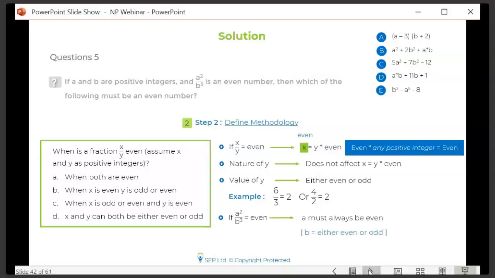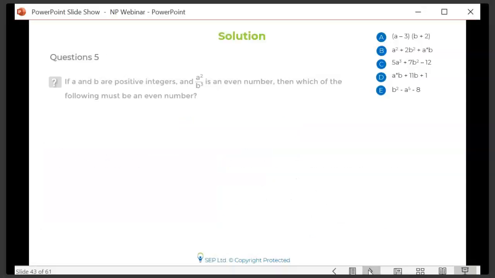Now notice how making this inference has given you the cases that you need to create. Now you know that there are two possible cases. One case is when a is even, b is even. The second case is a is even and b is odd.